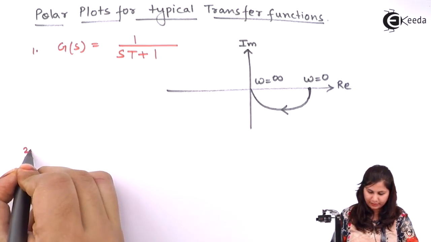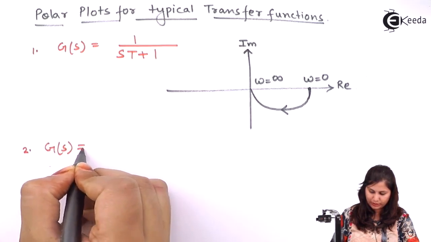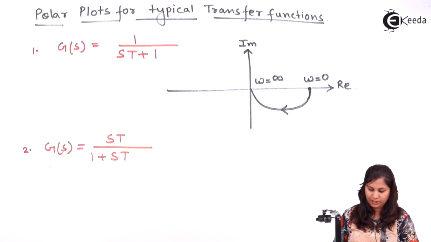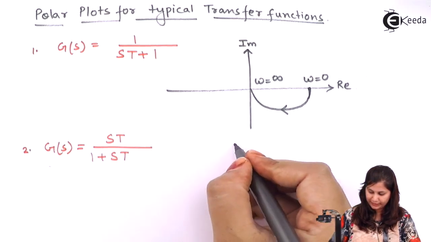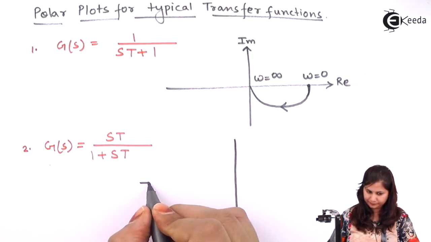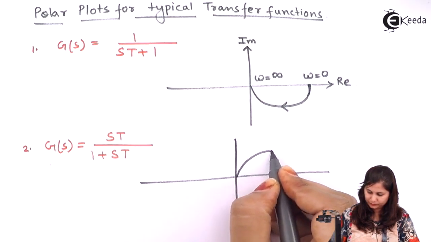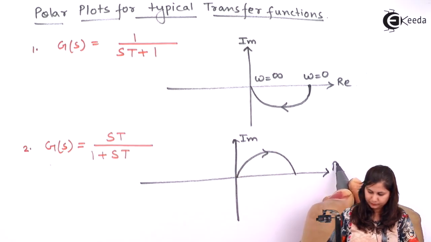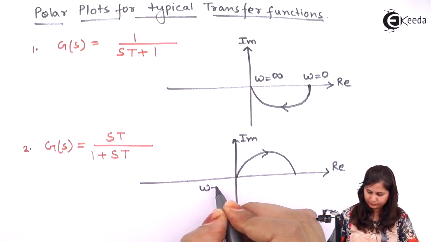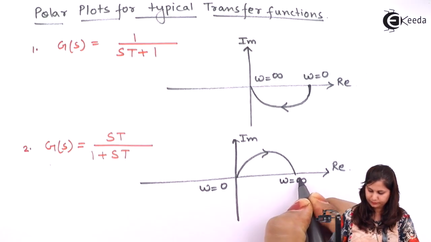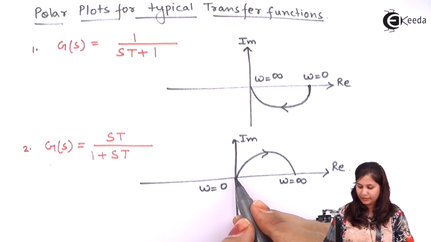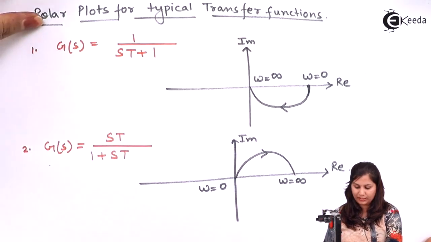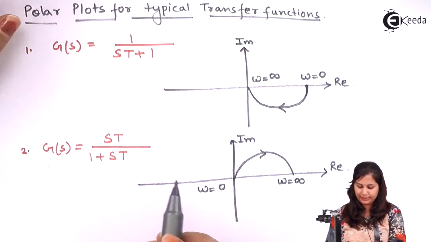The second form is when the transfer function given to you is in the st upon 1 plus st form. Then the polar plot will be like this. It will be omega equals to zero, and it will go towards omega equals to infinity when the transfer function is in the form st upon 1 plus st.